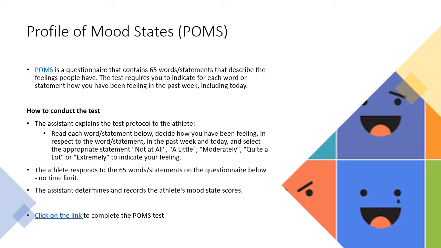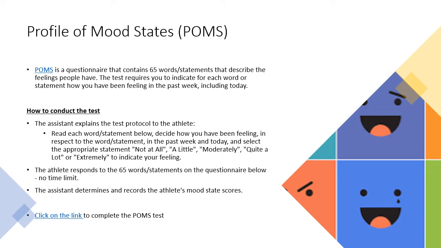So this is taken directly from the website. For each statement, it's basically a list, and you're going to decide how you've been feeling and not overthink it in respect to the word in the statement. You'll be asked to select either not at all, a little, moderately, quite a lot, or extremely to indicate how you're feeling. You've got 65 words or statements there, and there's no time limit on that. But as I said, just take your time with it, but don't overthink any of them.